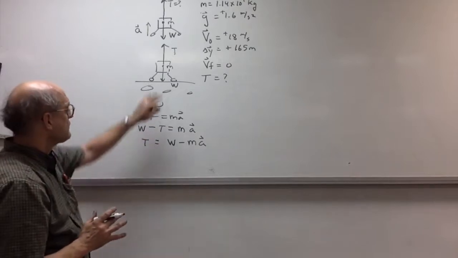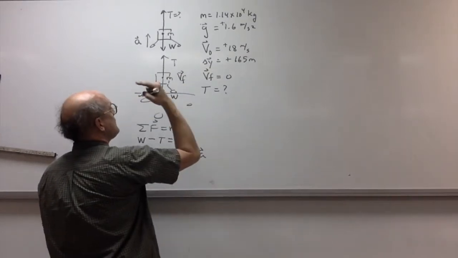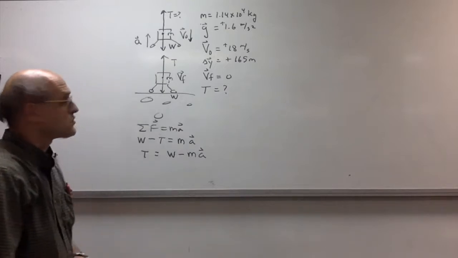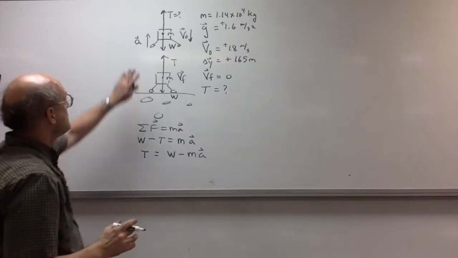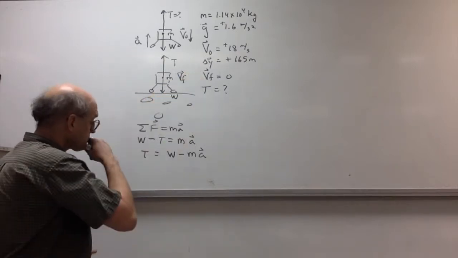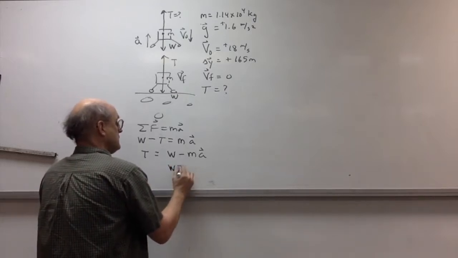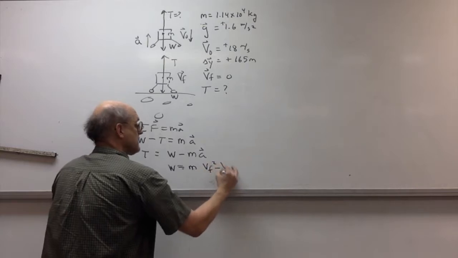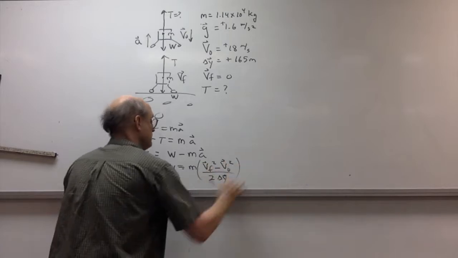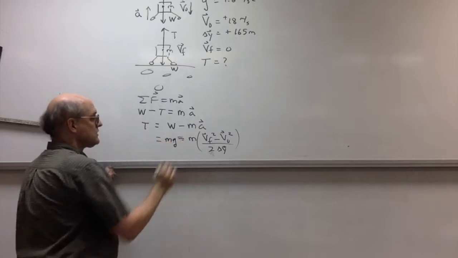The final velocity of the craft squared, which occurs here, is equal to the original velocity of the craft squared plus 2 times the acceleration of the craft times the displacement of the craft. So solving for a, we get the final velocity squared minus the original velocity squared all over 2 times the displacement. Now, the weight of the craft from Newton's second law is mg.